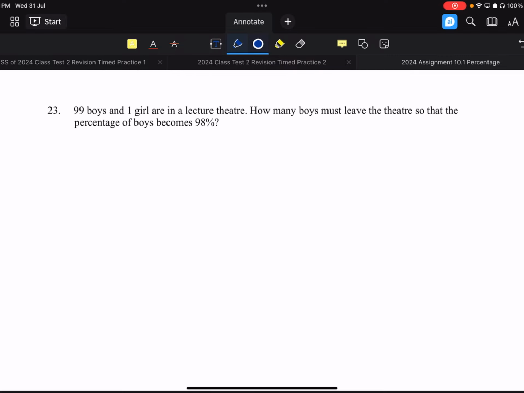99 boys and 1 girl are in the lecture theatre. Sounds like SST last time. Right? How many boys must leave the theatre so that the percentage of boys become 98%? So, yeah, to answer this question, we need to employ some algebra, right? So we can, of course, start by saying let the number of boys who must leave be X. Okay, so the theatre, too many boys, too few girls. We need to get rid of some boys, yeah? Yeah, so how do we do this?